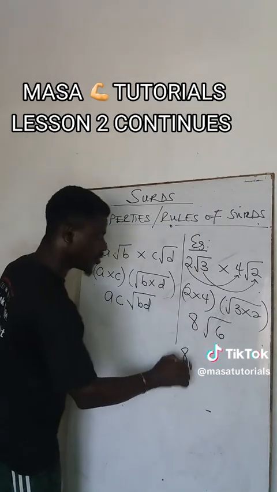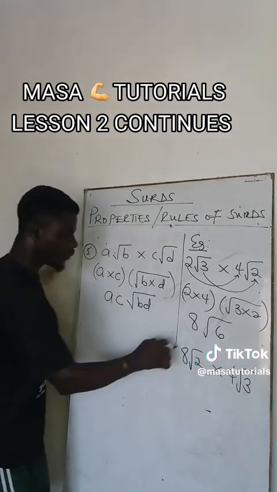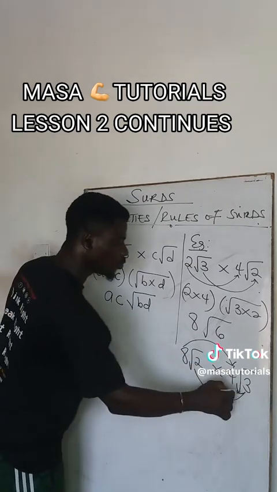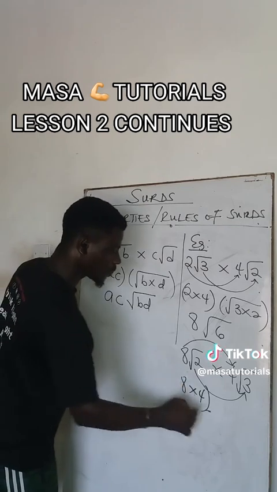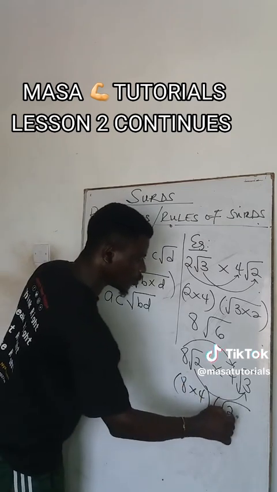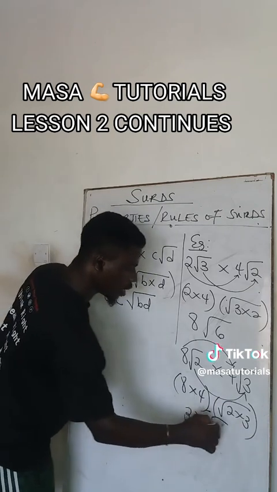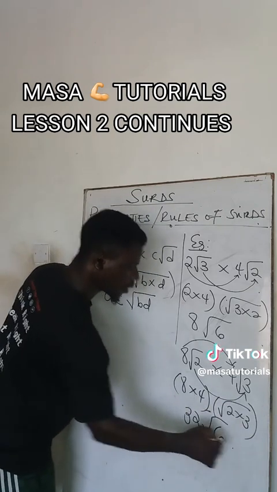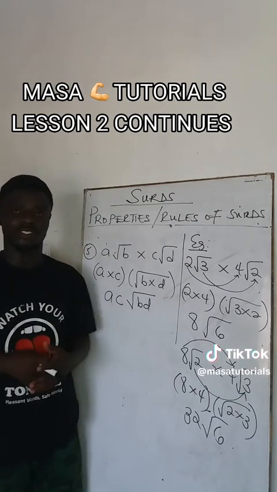Last one, let's say 8 root 2 times 4 root 3. 8 will multiply 4, and 2 multiply 3. 8 times 4, then 2 times 3. 8 times 4 is 32, then root 6.